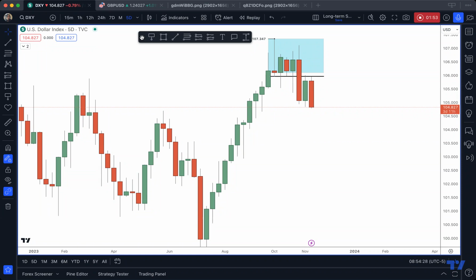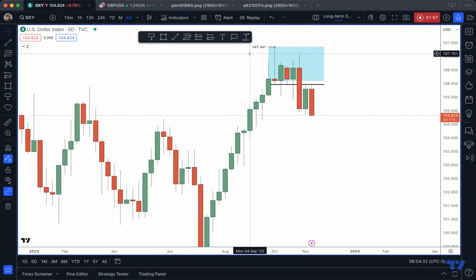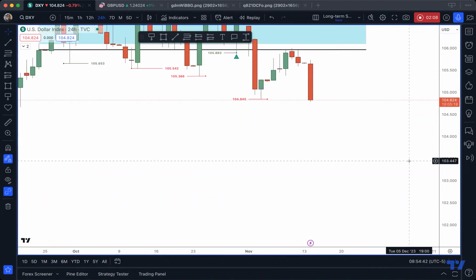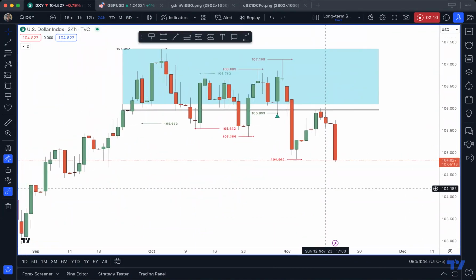So whatever you use here, if we just watch price, the high at 107.347, we could see that price in October tried to reach up there, but it couldn't. Let's look at the details as to why. Let's go down to the 24-hour time frame, and then we're going to talk about what currency pairs you should be paying attention to. Okay.